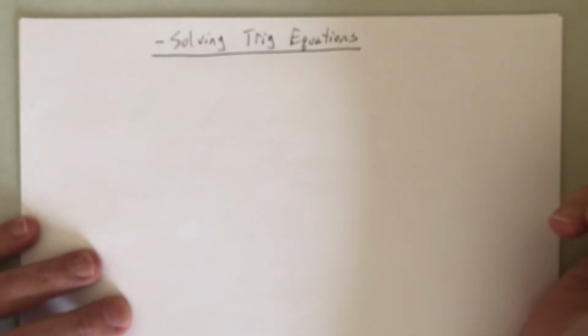So what I want to do is just go back over solving trig equations. I know we started doing that in class, so I just want to start from the beginning again and go through so that at least you have a reference if you have any questions.